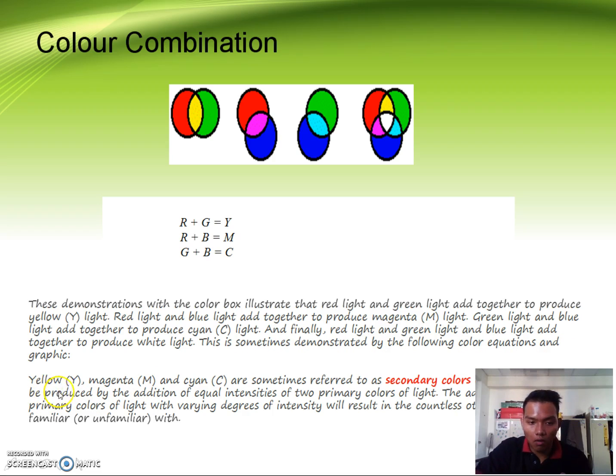As you see, yellow, magenta, and cyan are sometimes referred to as secondary colors of light, since they can be produced by the addition of equal intensities of two primary colors of light. The addition of these three primary colors of light in varying degrees of intensity results in countless other colors that we are familiar with.